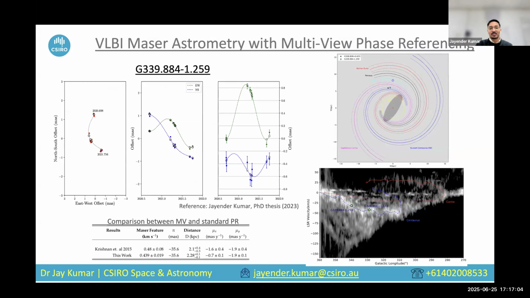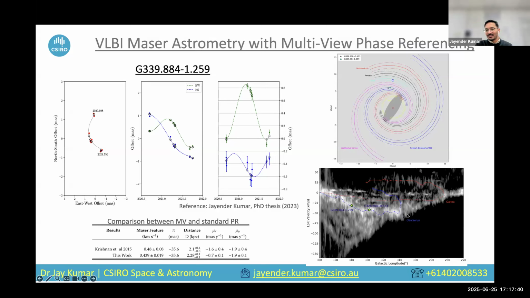And the result of that, this is one of the sources that I worked on, using multi-view phase referencing. The data comes from observations that we've done using the University of Tasmania telescopes. Over here you see the sky motion, the motion in RA and Dec, and this is the parallax signature. When we assign a particular source to a particular spiral arm, we look at what distance it gives, and then how this source fits with the LV diagram.